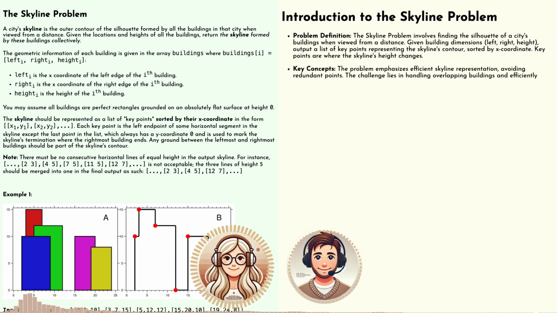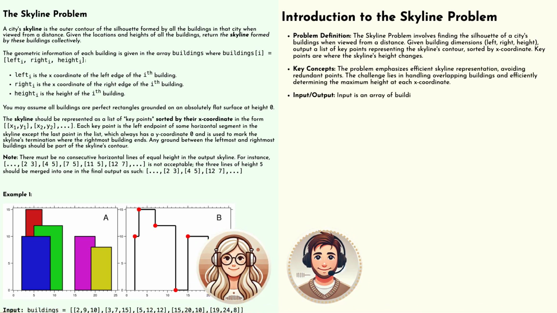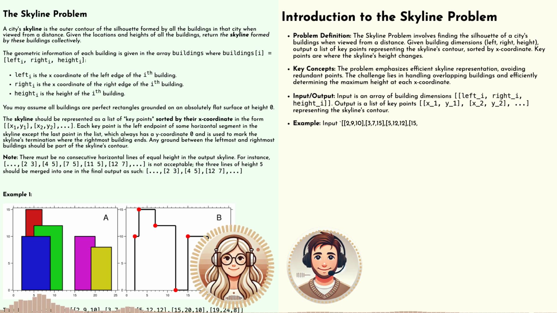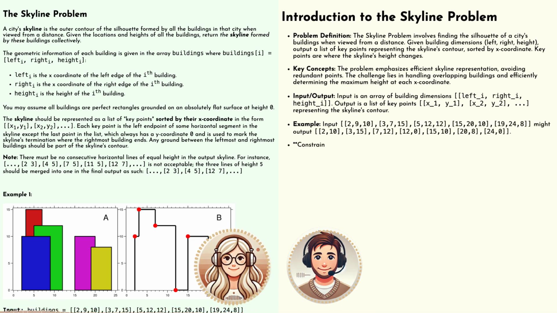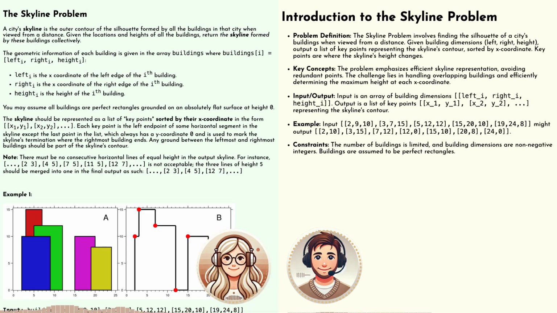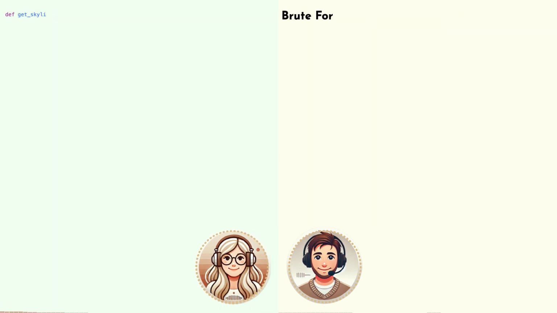Yeah, and what I find really fascinating about this one is the visual aspect of it, right? Imagine you're looking at a city skyline. It's really just a bunch of buildings. But what we perceive is that outline, that silhouette where the heights change. And that's what we're actually trying to compute.